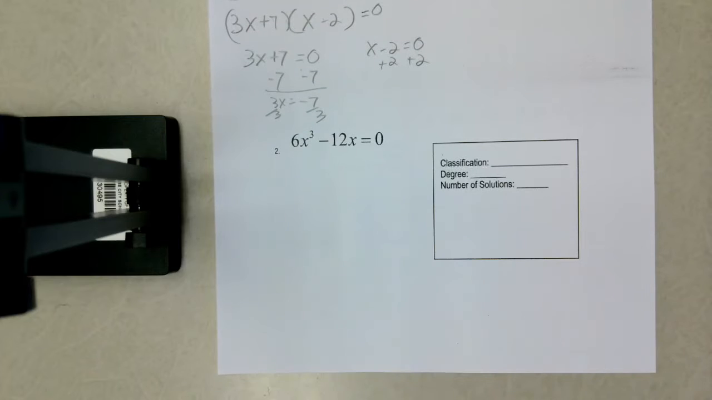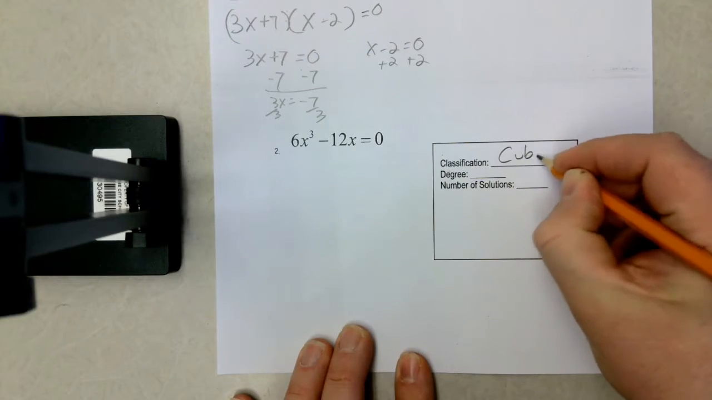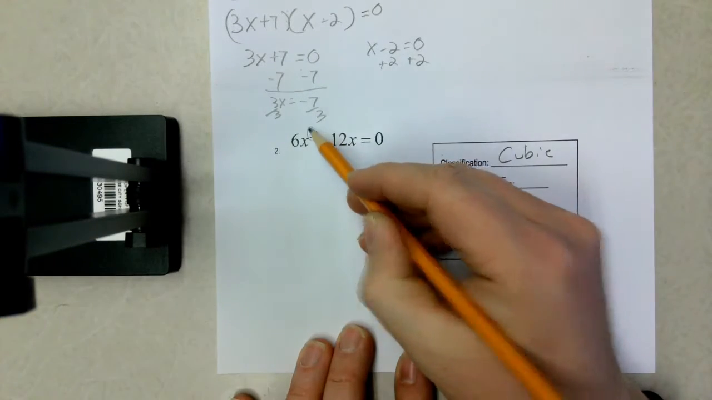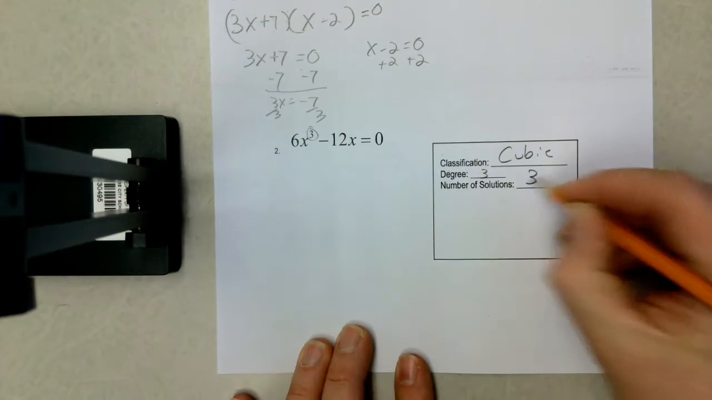All right, next one. There is one question like this on the test. The classification, this is a cubic, because the degree is 3. Cubic is what it's called. Then obviously we have 3 solutions.